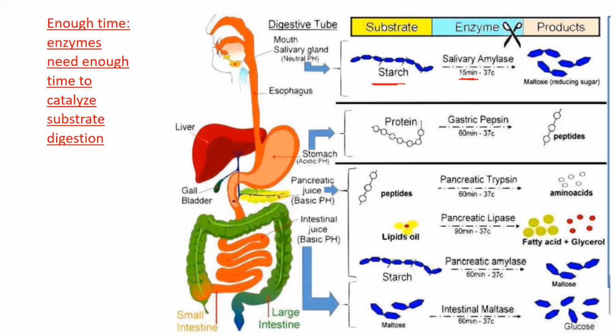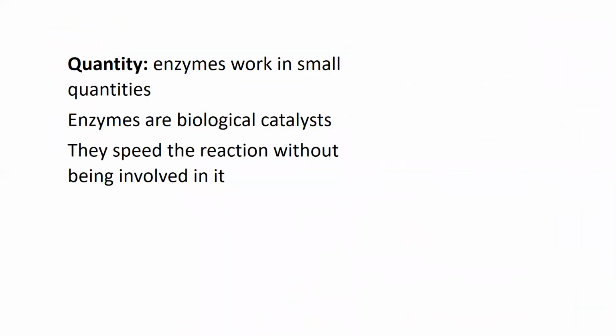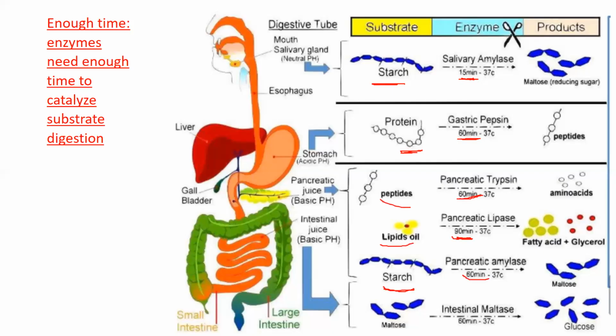Gastric pepsin needs 60 minutes to digest the proteins. Pancreatic trypsin needs 60 minutes also to digest peptides. The lipase needs 90 minutes to digest the lipids. The pancreatic amylase needs 60 minutes to digest the starch. So every enzyme needs a specific time in order to catalyze the substrate. The substrate, guys, is the substance on which the enzyme is working.